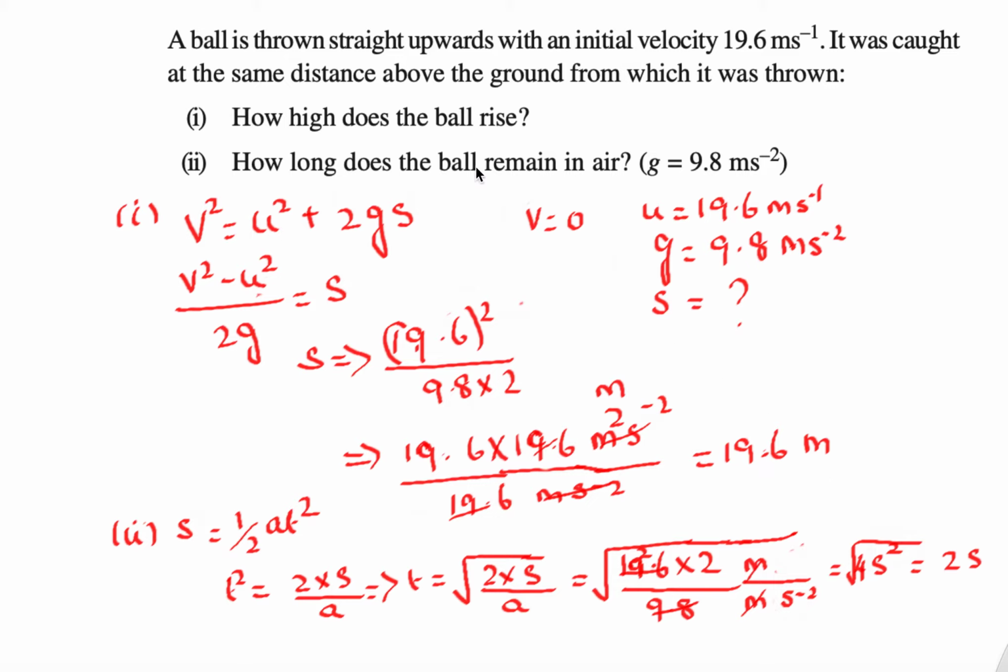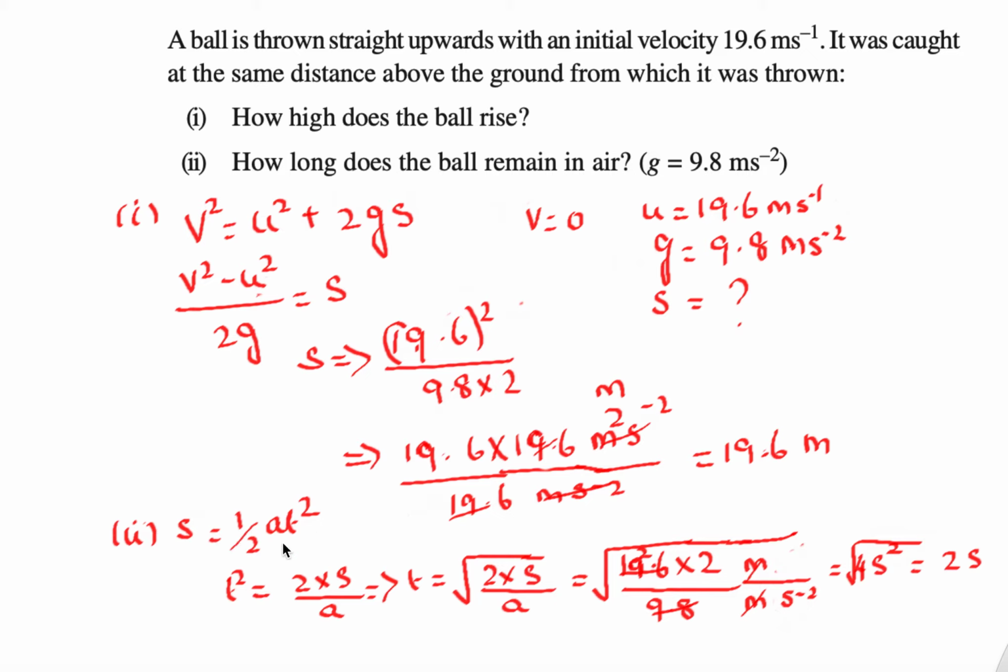How long does the ball remain in the air? So before the person catches the ball, how long does the ball remain in the air? For that we can use S and we can find the time duration. So S is equal to half at square. Whenever your initial velocity is equal to 0, we can use this formula to find the time. In that, let's find what T is.